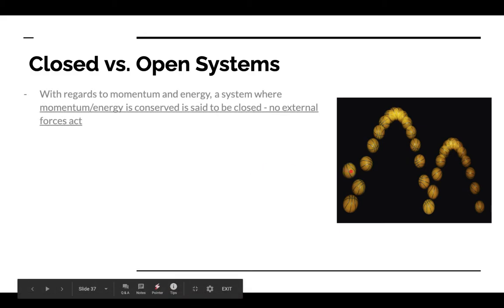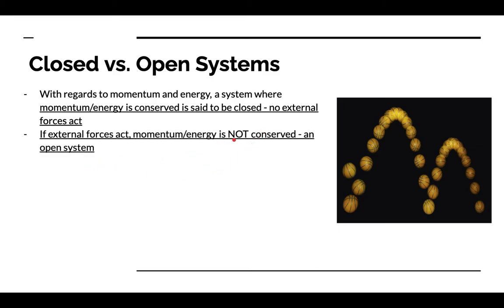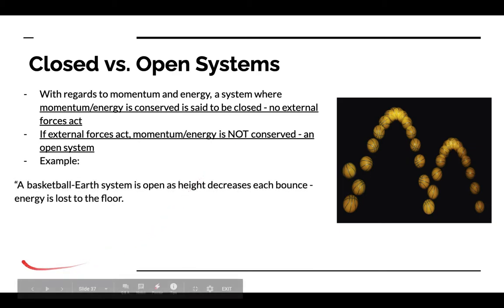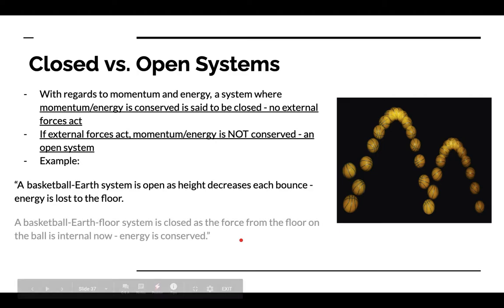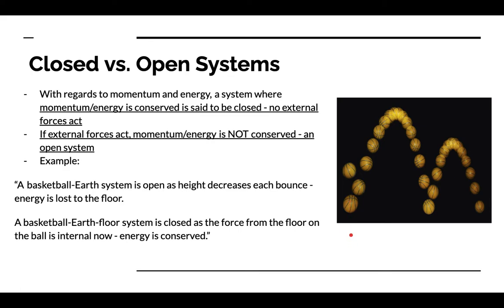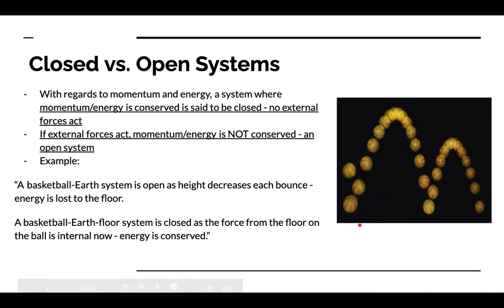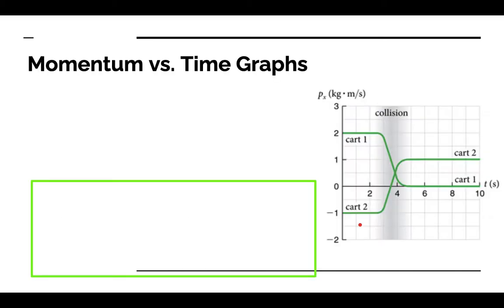And that brings us to closed versus open systems. With regard to momentum and energy, a system where momentum and energy are conserved is said to be closed. No external forces act. If external forces act, momentum and energy are not conserved, and it is an open system. An example: a basketball-Earth system is open, as height decreases with each bounce. Energy is lost to the floor, okay? The floor is not a part of the Earth; the floor is its own separate thing. But a basketball-Earth-floor system is closed, as the force from the floor on the ball is internal now. The ball applies a force to the floor, the floor applies a force to the ball, so all forces are internal, and energy and momentum are conserved because energy and momentum are given to the floor, which is now part of the system.